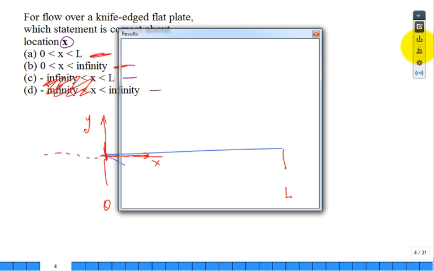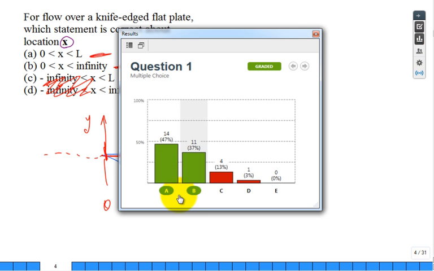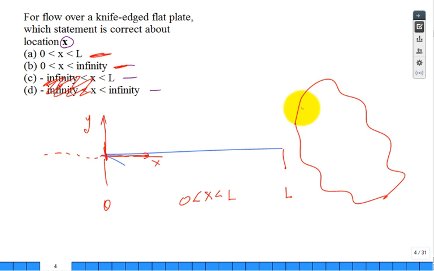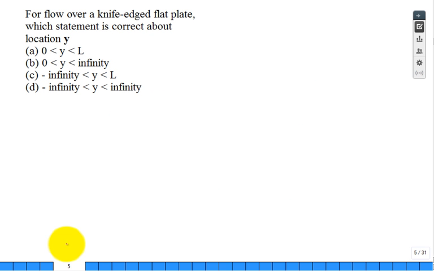Let's take a look at what people said. We'll take both of those. But really, X is really only going to be of interest up to where the plate ends, because after that, this is no more discussion zone. We're just not interested anymore. It really is, X goes from 0 to L. All right. Oh, hey, we got another question. So same question, except what about this location Y? Does Y go 0 to L, 0 to infinity to L, negative infinity to positive infinity?